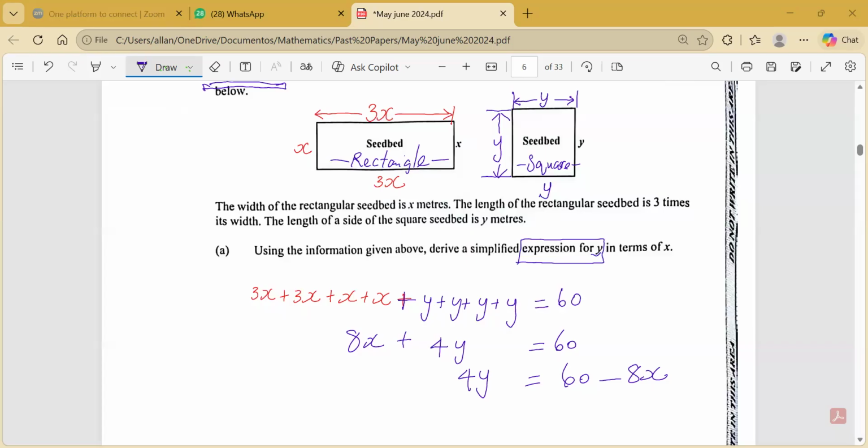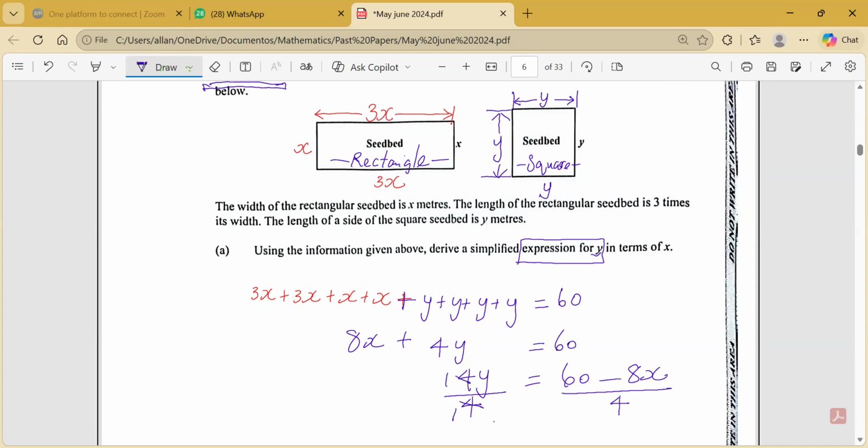So we have to divide by 4. 4 into 4, 1. So y is equal to 60 minus 8x over 4.